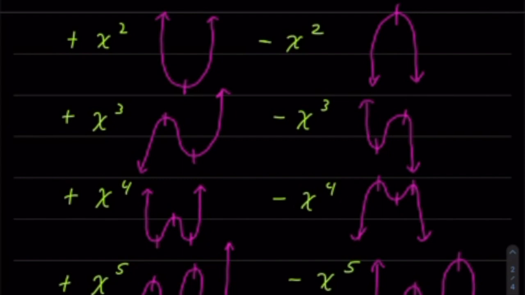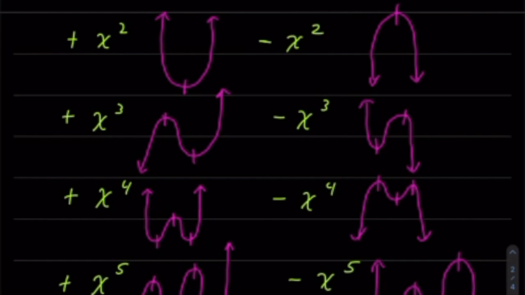A positive x to the third falls to the left and rises to the right and has 2 turns. Negative x to the third rises to the left, falls to the right, and has 2 turns. Positive x to the 4th looks like a W. Starts with both ends going up and has 3 turns. Negative x to the 4th sort of looks like the letter M. It has 3 turns and both ends go down.